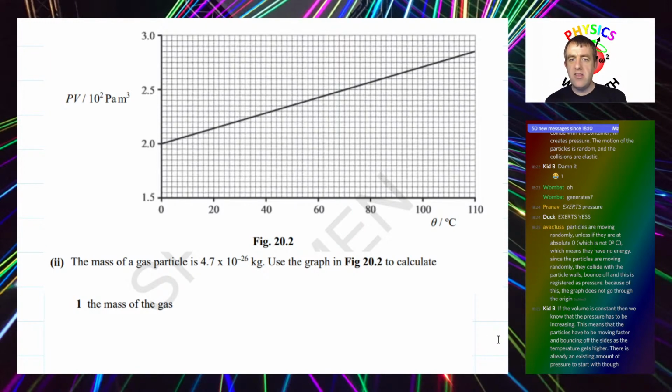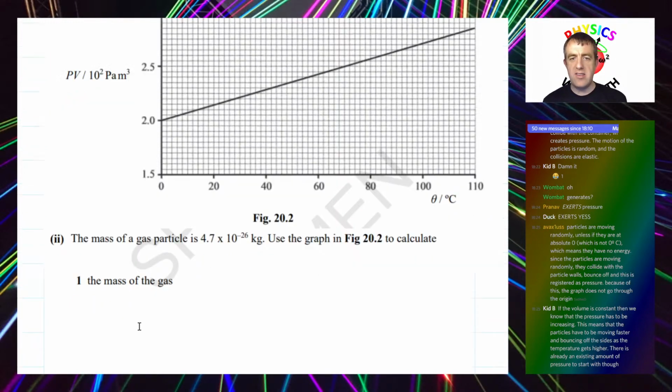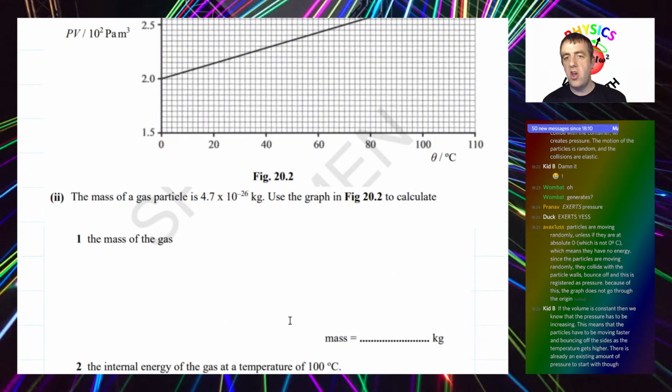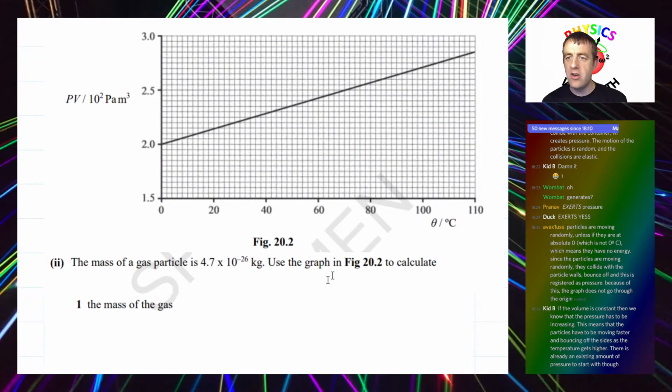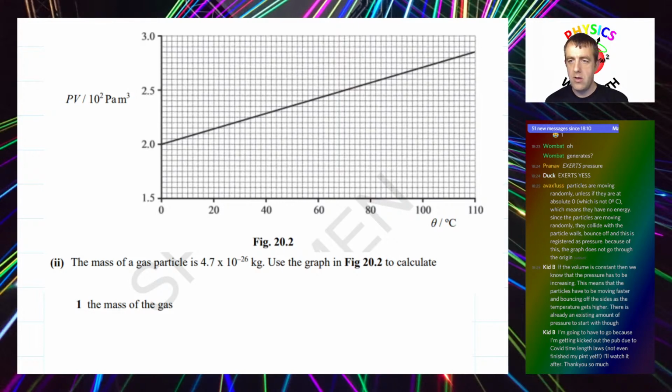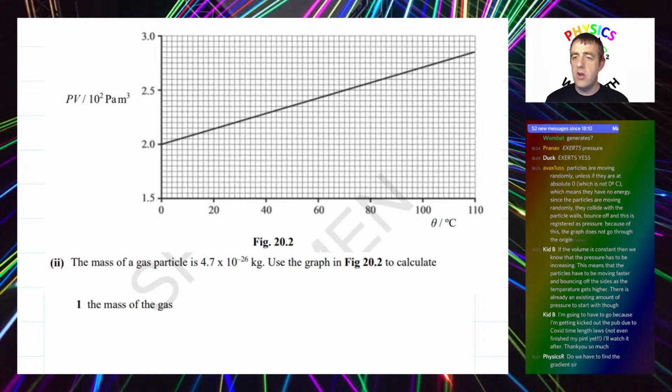So it says the mass of the gas particle is that, calculate the mass of the gas, and then calculate the internal energy of the gas. This is well and truly A level. So I'll give you a bit of time. Now, if you're a GCSE student, you're now thinking, I haven't got a clue. Oh, no. Oh, that's terrible, kid. Well, you can always watch it while you're going home on your phone, as long as you don't get mugged.